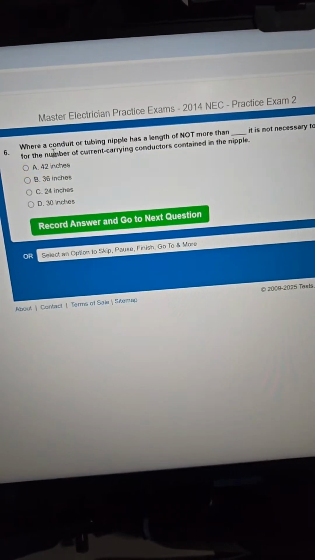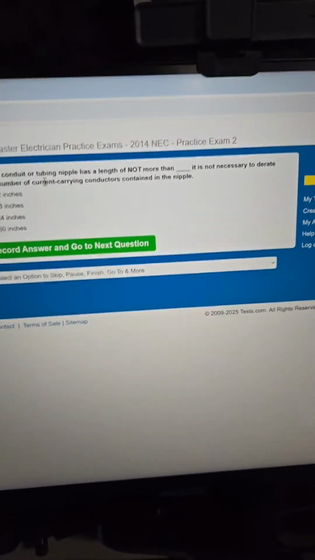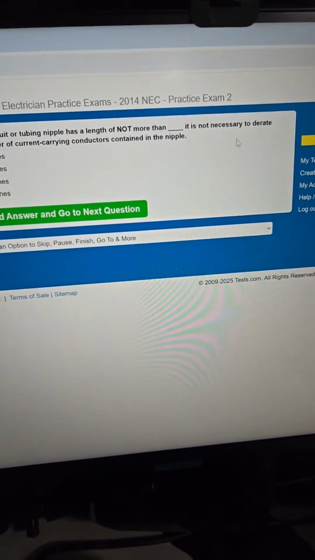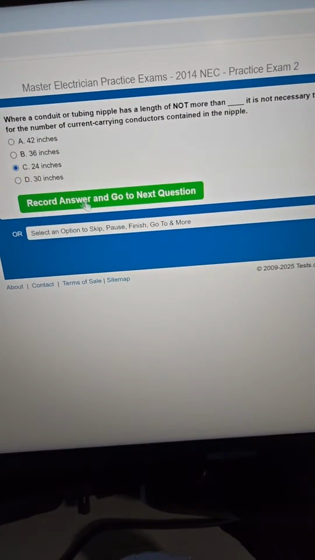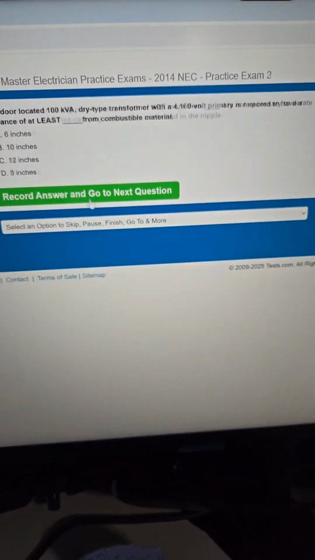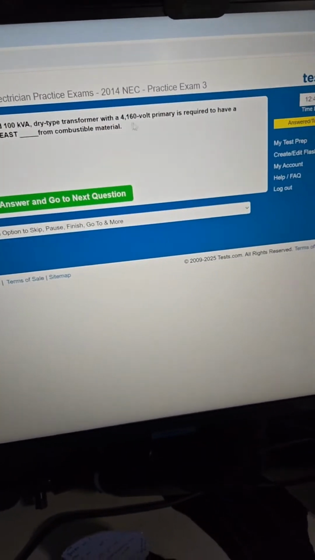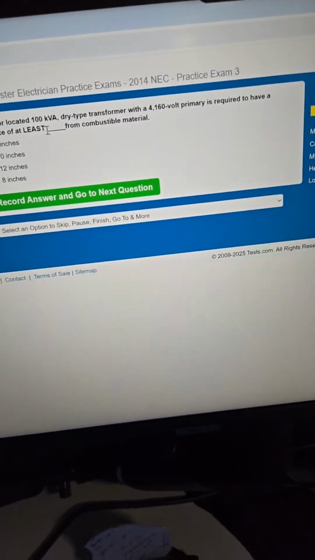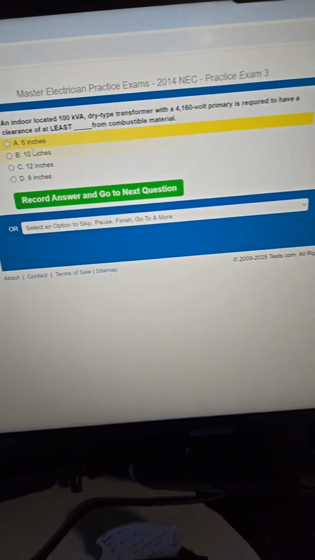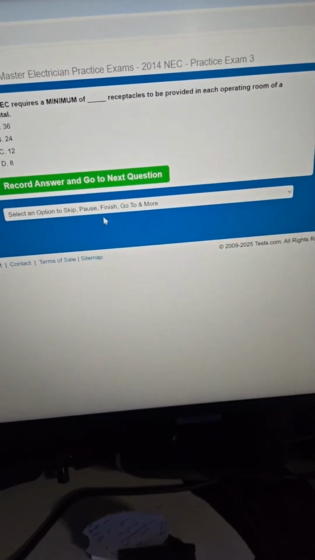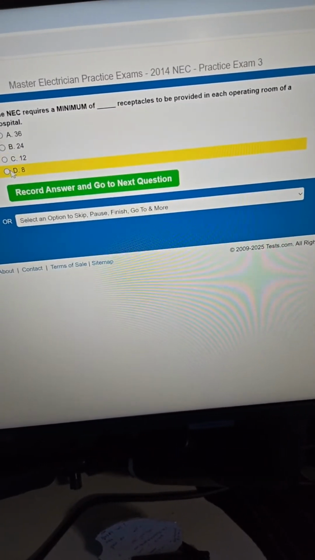Okay. Where a conduit or tubing nipple has a length of not more than blank, it's not necessary to derate the number of current-carrying conductors. That's going to be 24 inches. Next. An indoor located 100 kVA drivetrain transformer with a 4160 is required to have at least blank from combustible materials. It's going to be 6 inches. Could have been 8. We're going to go with 6.